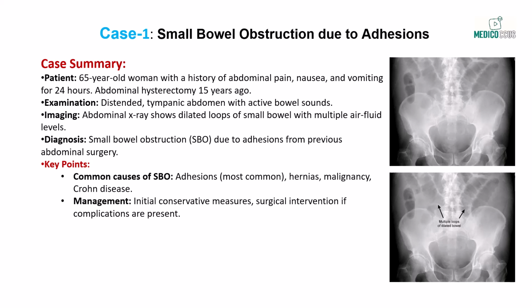For the Step 1, it's crucial to remember that the management of SBO typically begins with conservative measures such as bowel rest and nasogastric suction, but surgery becomes necessary if there is evidence of complications like fever or hemodynamic instability.